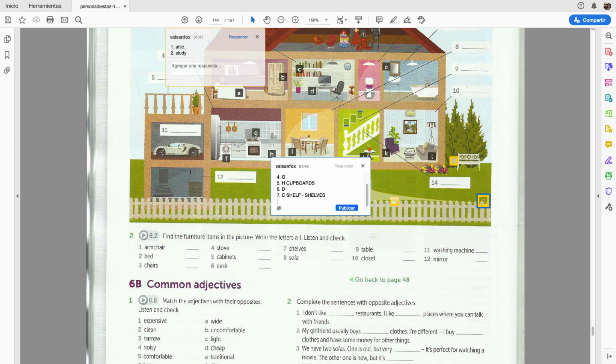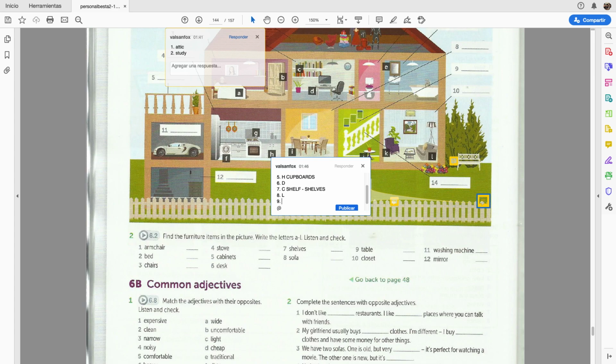Number 8, we have the sofa, letter L. And if you notice, this is a sofa, but this one is an armchair. Why? Because this is for only one person, so that's why we call it an armchair. But this one, where 3 or 2 people can sit, you call it a sofa. It's bigger, okay?